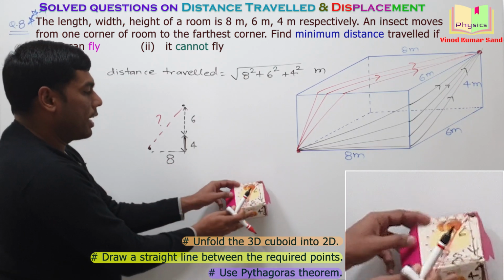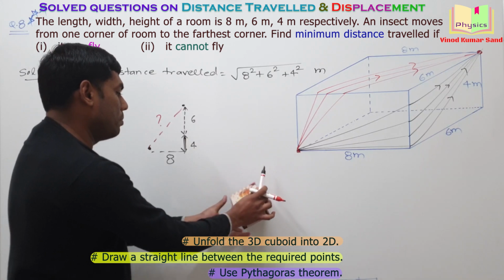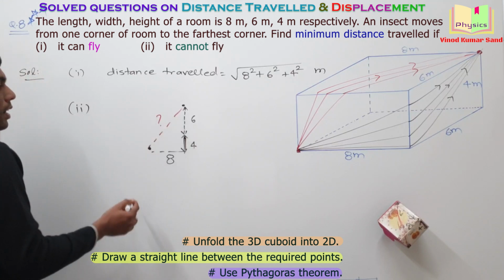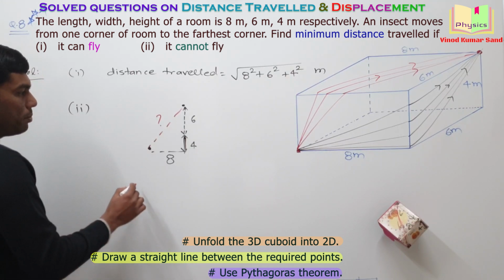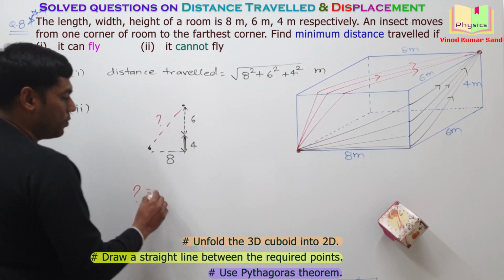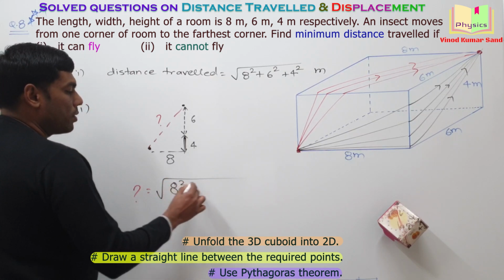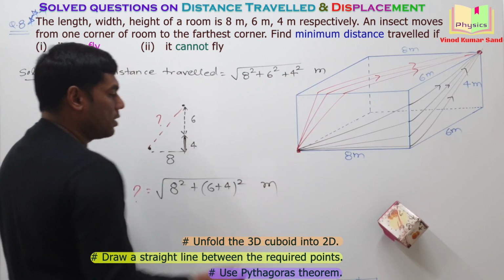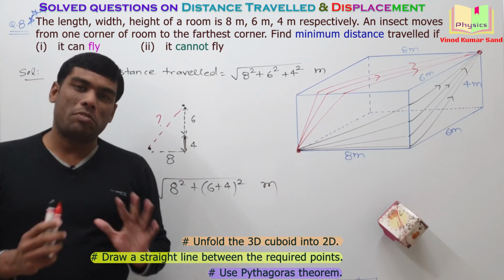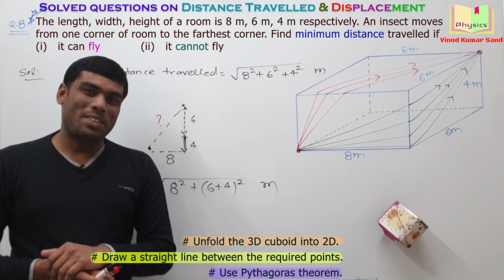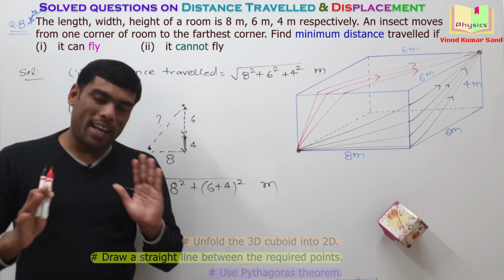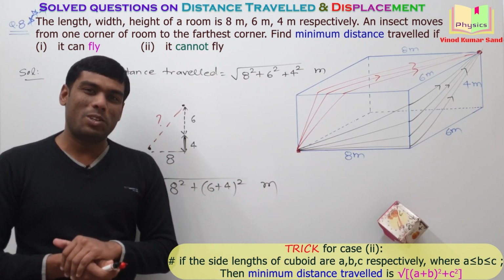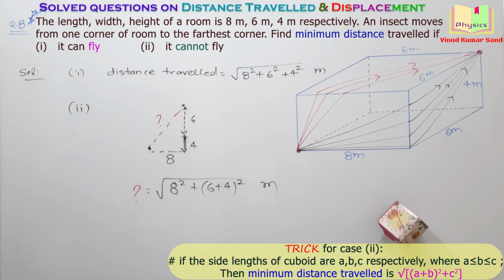I am doing the calculations now. Closing the box and putting it aside. Your required answer will be equal to root of 8 square plus 6 plus 4 whole square meter. You can simplify it further. Simple but very interesting question. You can try this in many other ways, but that box approach is a bit intuitive. You can note it down up to here.